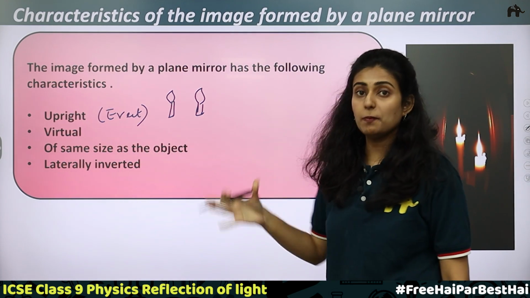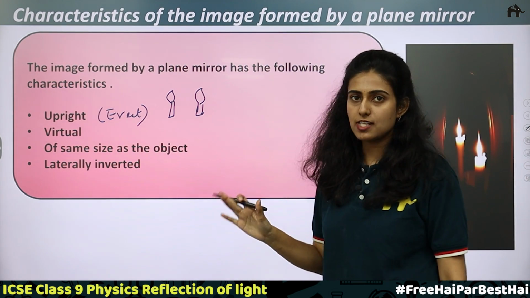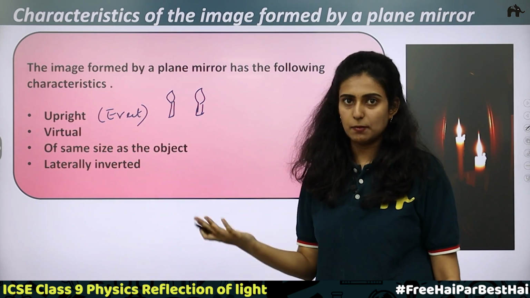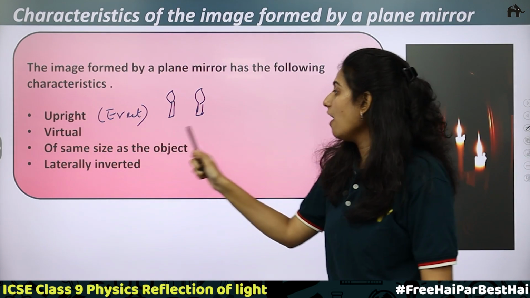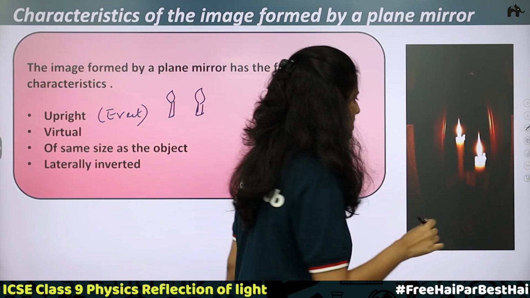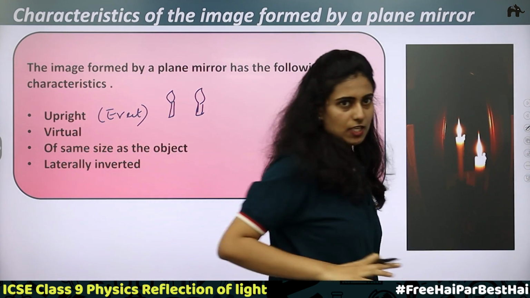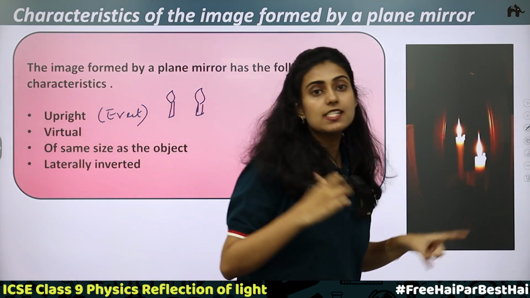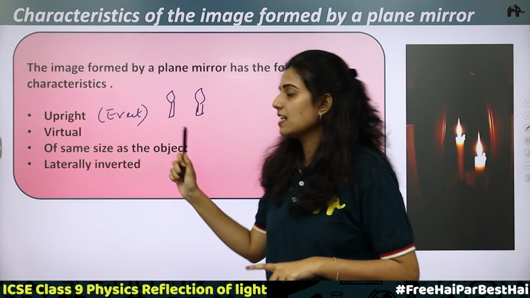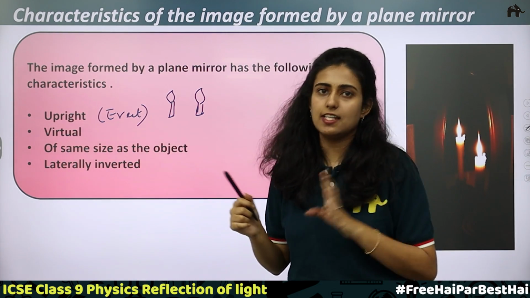So the image formed by a plane mirror can never be obtained on the screen, and it is always formed behind the mirror. So it is a virtual image. It is of the same size as the object. Here you can see this is the object and this is the image. When you measure, you can see that they are of the same size. Next, they are laterally inverted. Left changes to right and right changes to left.